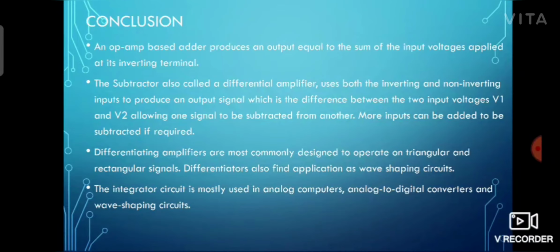Differentiating amplifiers are most commonly designed to operate on triangular and rectangular signals. Differentiators also find application as wave shaping circuits. The integrator circuit is mostly used in analog computers, analog to digital converters and wave shaping circuits.